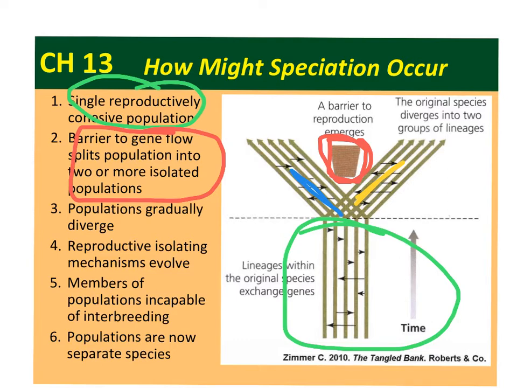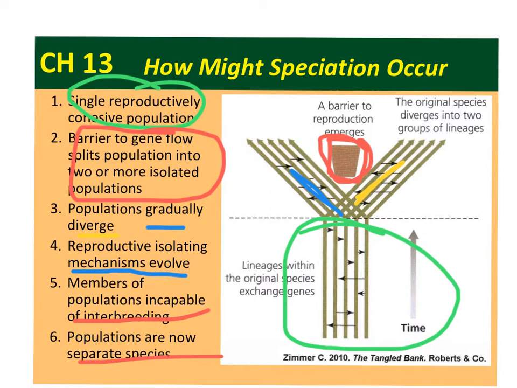They interact with the environment differently, and there are different selection pressures on them. They have different mating rituals, all these kinds of different things. So they begin to diverge, right? Reproductive isolating mechanisms evolve to the point where they're now isolated in terms of reproduction. And if enough things have happened, like members are incapable of interbreeding anymore, the populations are now considered separate species.